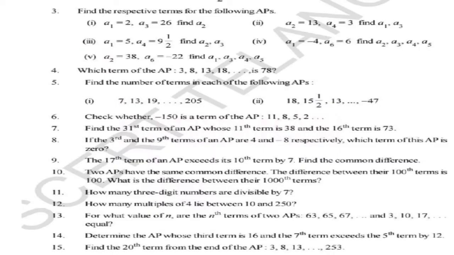Next, 11th question, how many 3-digit numbers are divisible by 7? 12th question, how many multiples of 4 lie between 10 and 250? So both are the same category of questions.